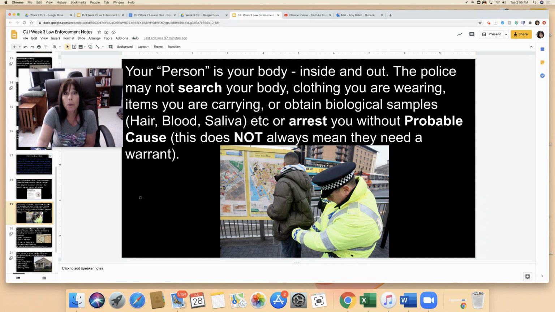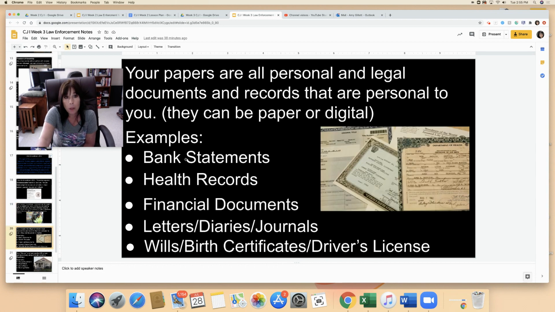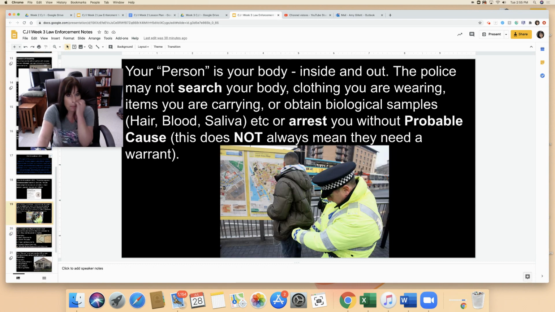And so your person is your body inside and out. The police may not search your body, clothing you are wearing, items you are carrying, or obtain biological samples, hair, blood, or saliva, etc., or arrest you without probable cause. And this last sentence is really important, and so many people don't know this or don't understand this.